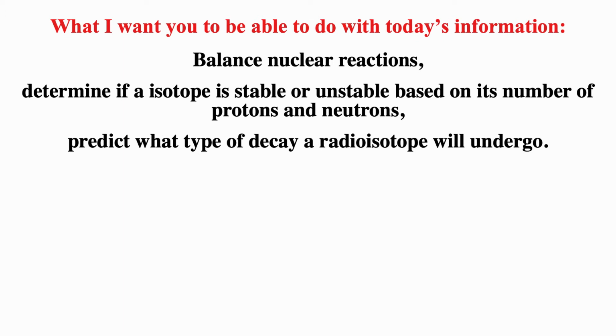After watching this video, you should be able to balance nuclear reactions. We'll see the key to balancing a nuclear reaction is making sure that the mass number sum for products and reactants is the same, and the charge for the products and reactants are the same. You should be able to determine if an isotope is stable or unstable based on its number of protons and neutrons. And also based on the number of protons and neutrons, you should be able to predict the type of decay a radioisotope will undergo.